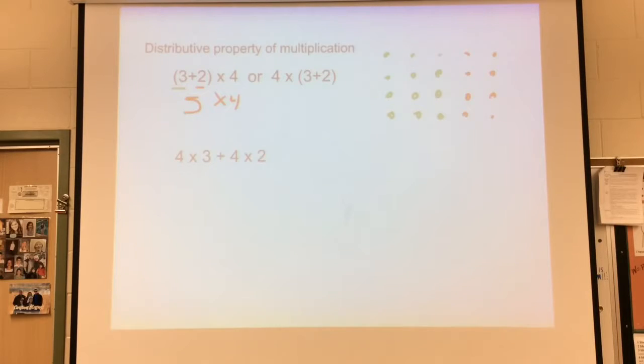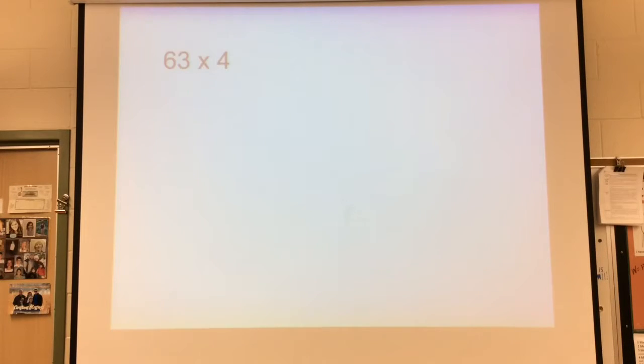Or we could say we've got 4 groups of 3, and we've got 4 groups of 2, and multiply it out like this. In either case, the 4 is being distributed over the sum of 3 plus 2. So that's the distributive property.